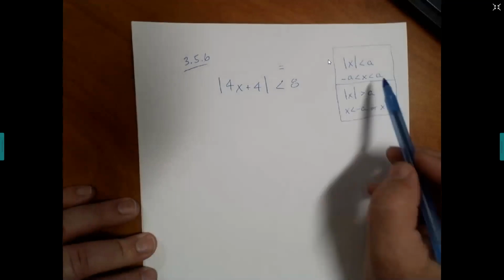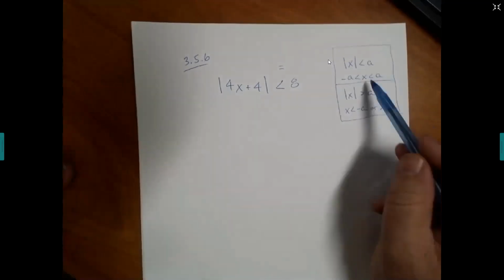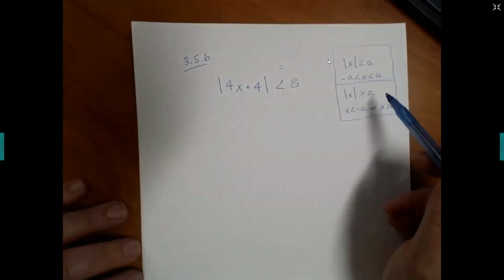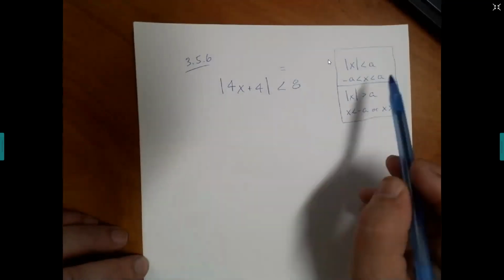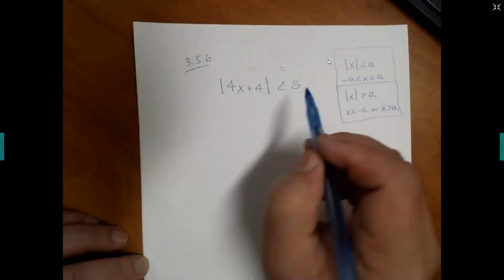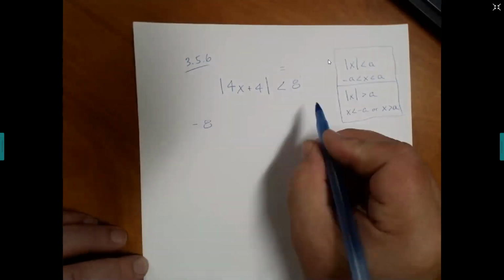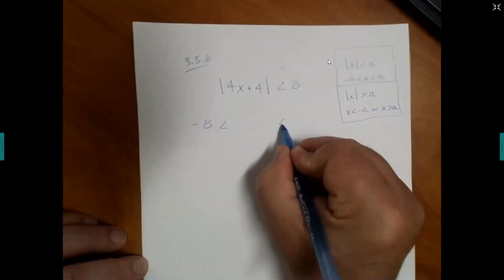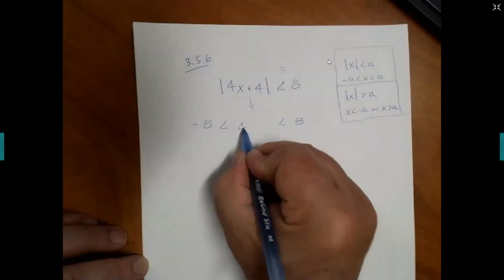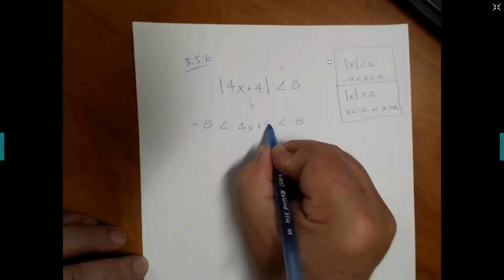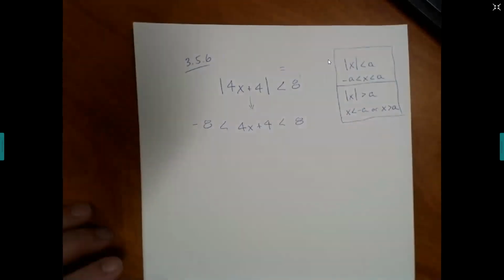Once you have these written down, if you want me to, I can show you how those are derived, but it's easier to just take it this way. So we have absolute values less than 8. We use this one. So here's the 8. It's going to be a negative 8 here and a positive 8 here. Whatever's inside there goes in the middle. Remember, you have to isolate it first.